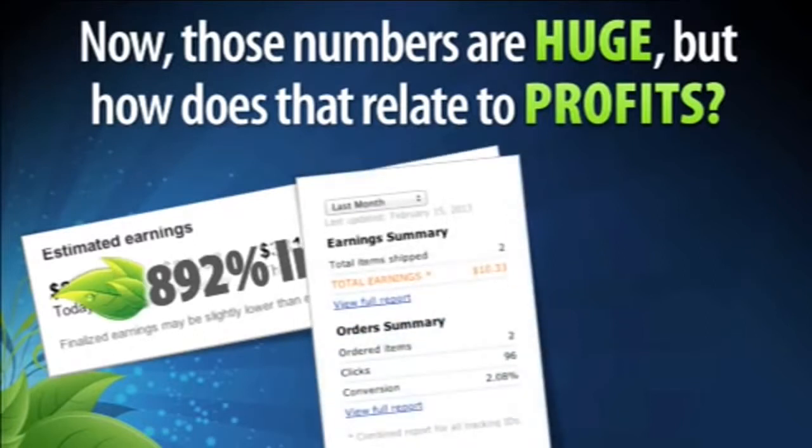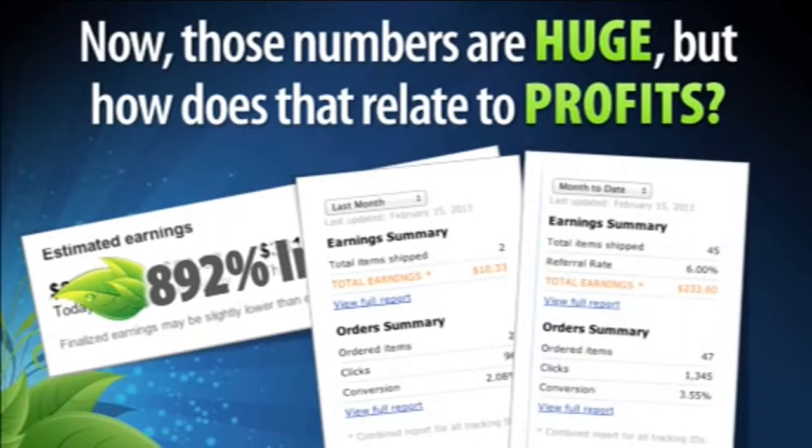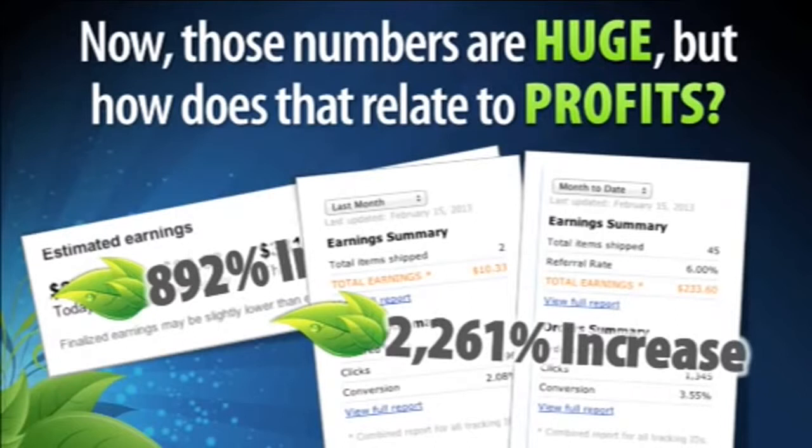But what about Amazon? Now here's another student who last month they only did 2 sales, a total of $10. That won't even buy you a meal. That's very, very poor. How about this though? If you look at this, this went up to $233 and 45 sales. And it's only February 15th. That's 2 weeks. And already they've increased their profits by 2,261%.